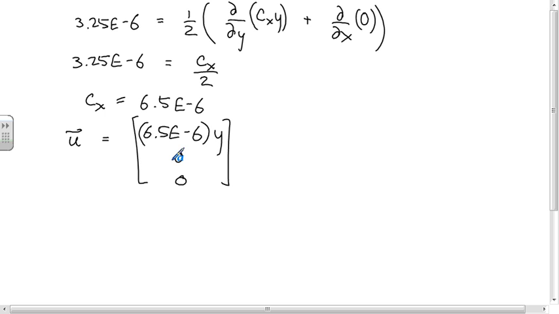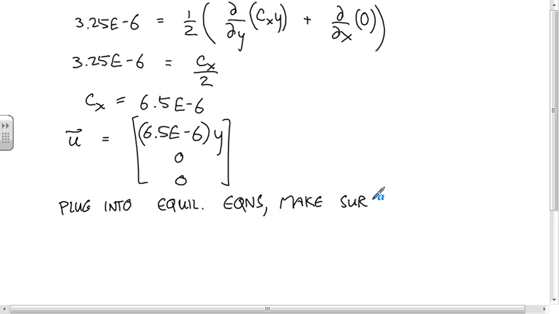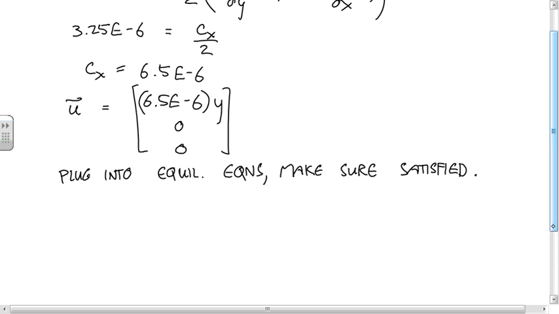All right, so remember those equilibrium equations. So we're going to plug these into the equilibrium equations. Make sure they're satisfied. The equilibrium equations were, I'm just going to write one of these three, and I think you'll see what's going on here with the equations.